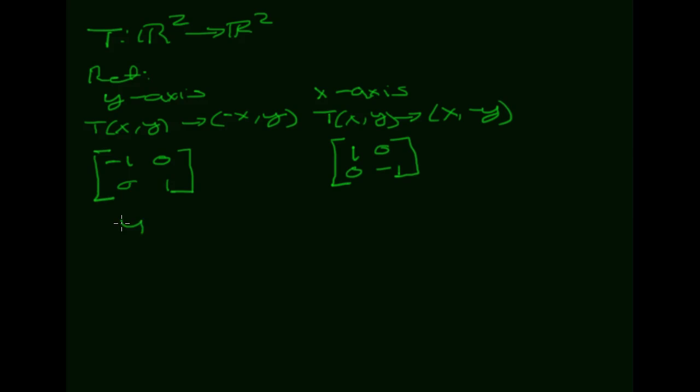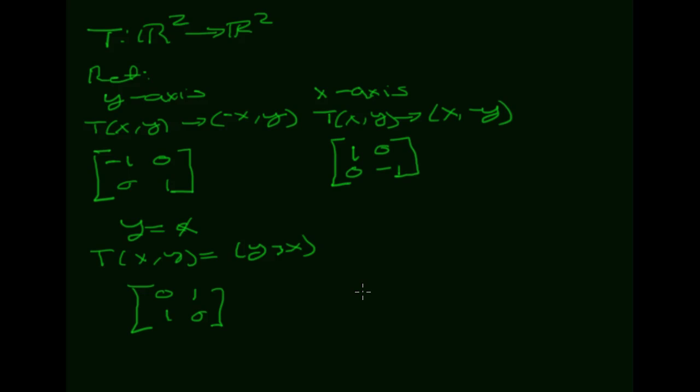We also sometimes reflect over the line y equals x, right? That transformation would be to take (x, y) and make that (y, x). Basically you're switching row 1 with row 2, and that makes that transformation. Okay, so these are all the reflections.